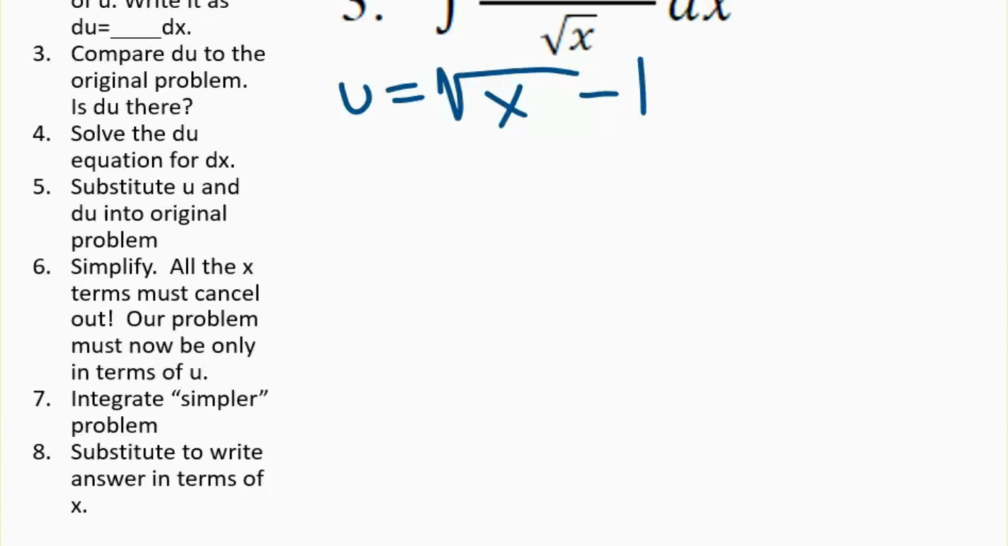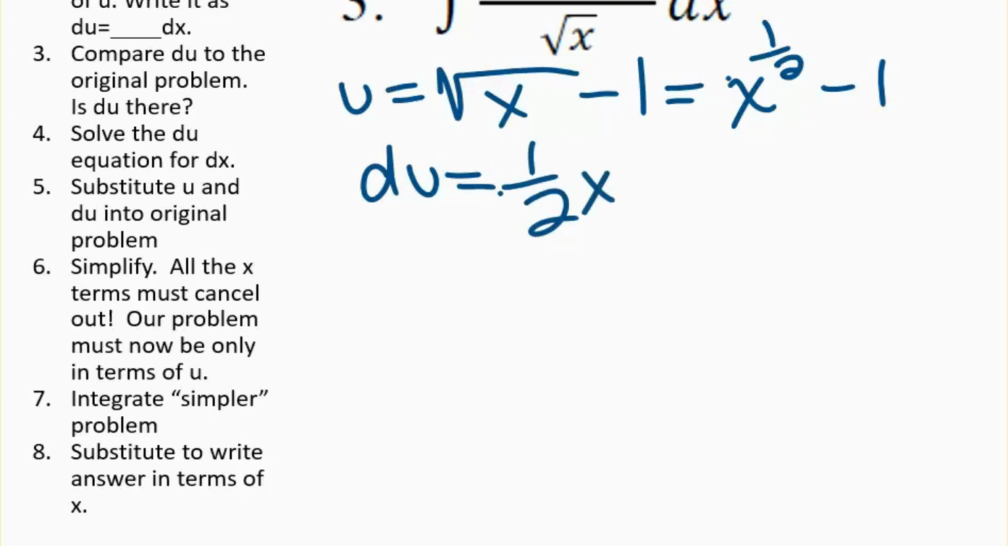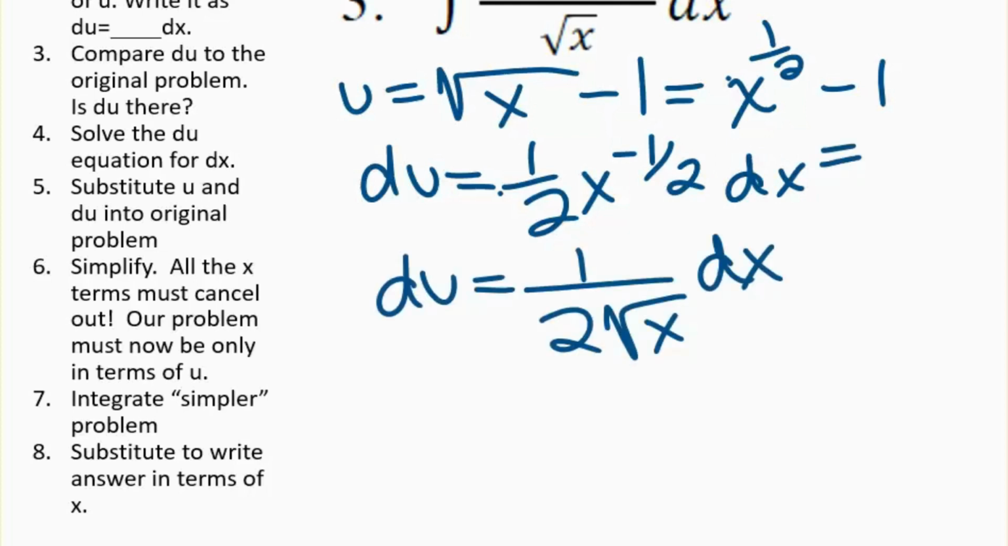The derivative of that, you might want to rewrite this as x to the 1/2 power minus 1. So when I take the derivative, du is going to equal 1/2 x to the negative 1/2 power dx. I can rewrite that to get rid of my negative exponent. So I can rewrite that as 1 over 2 times the square root of x dx.